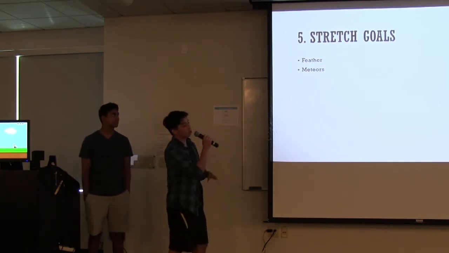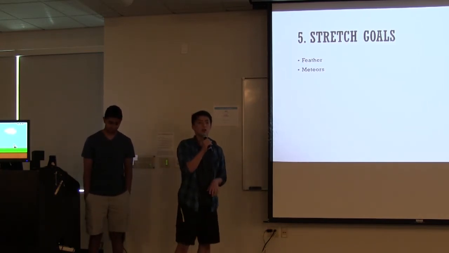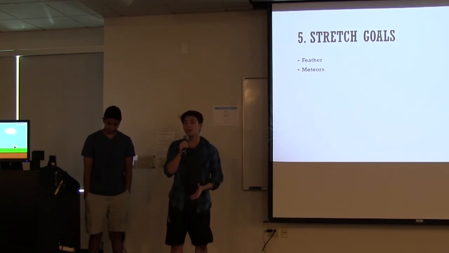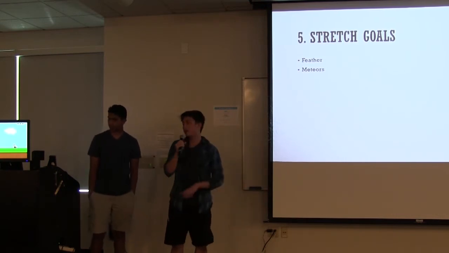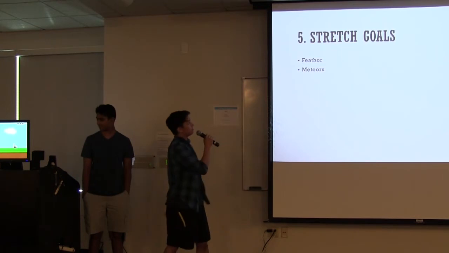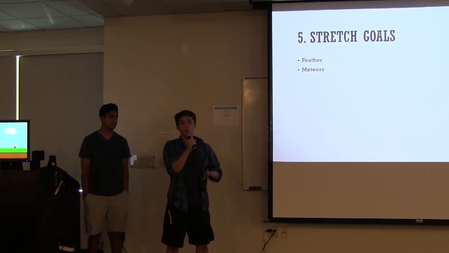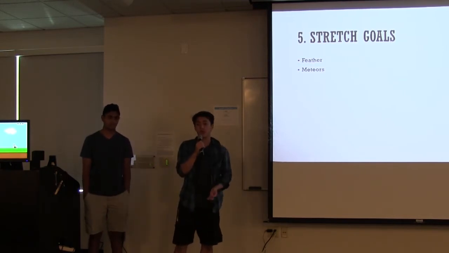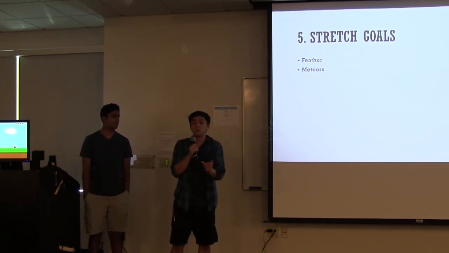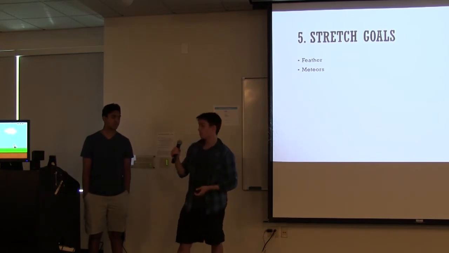Okay, lastly, we had stretch goals, which is basically what we were going to do if we still had time. And as I mentioned before, there's a feather that will appear after around 10 or so seconds, and if you get it, it's a permanent speed boost. It'll help you defeat your enemy, as well as meteors that will come down at random times too, and if you touch them, you will lose all 3 of your lives.